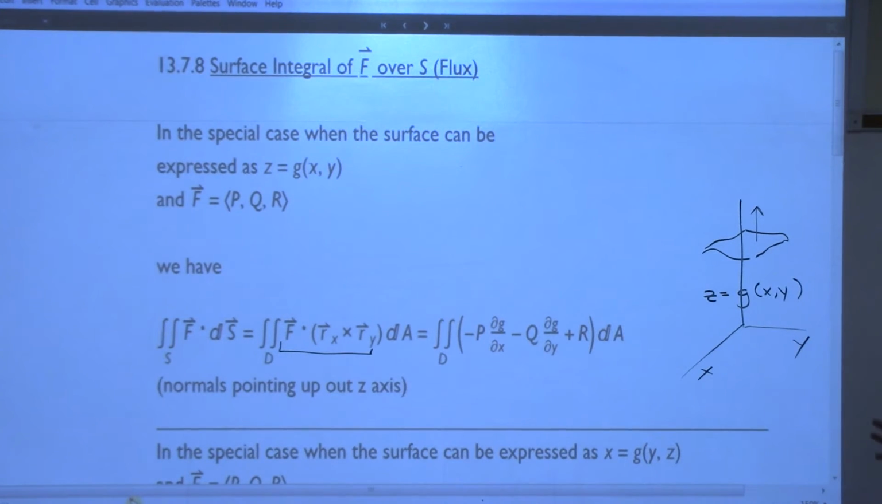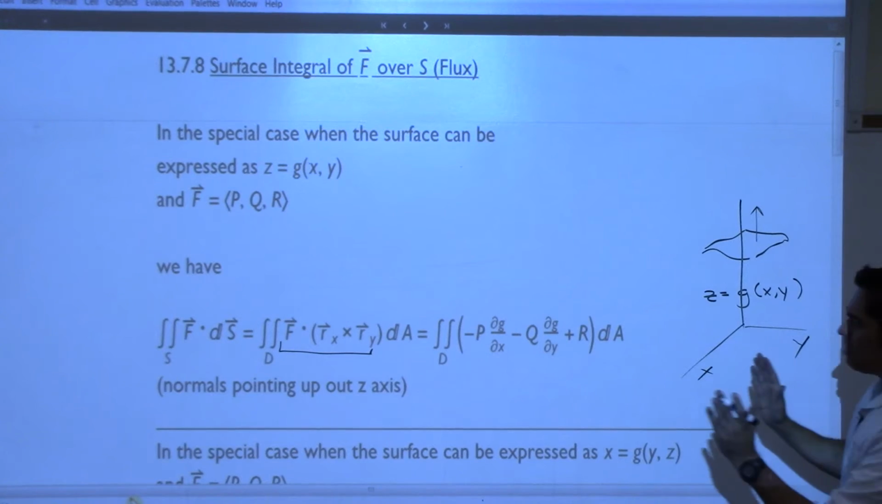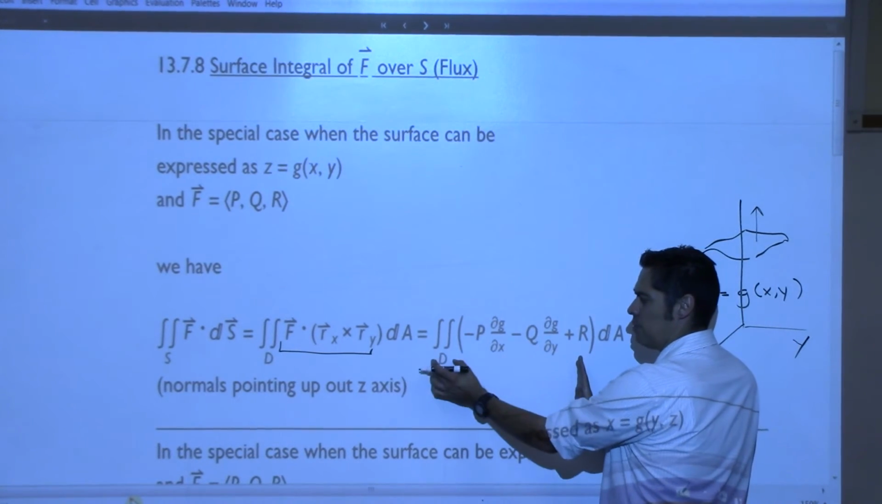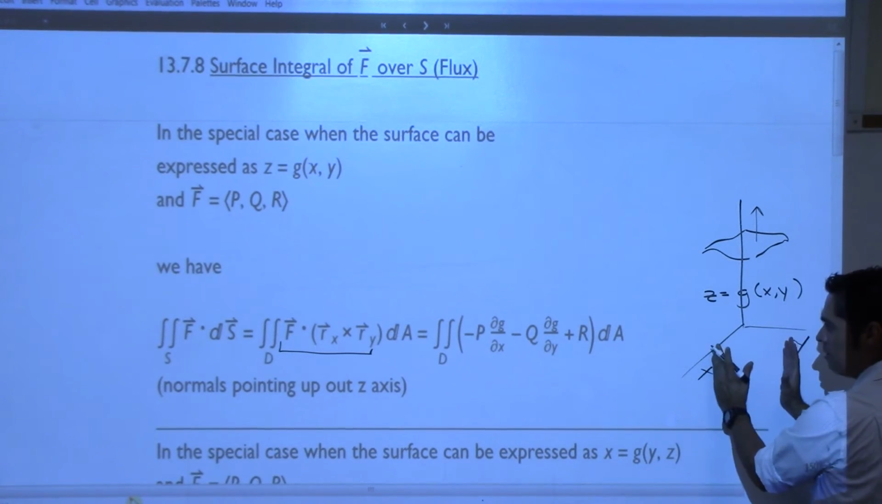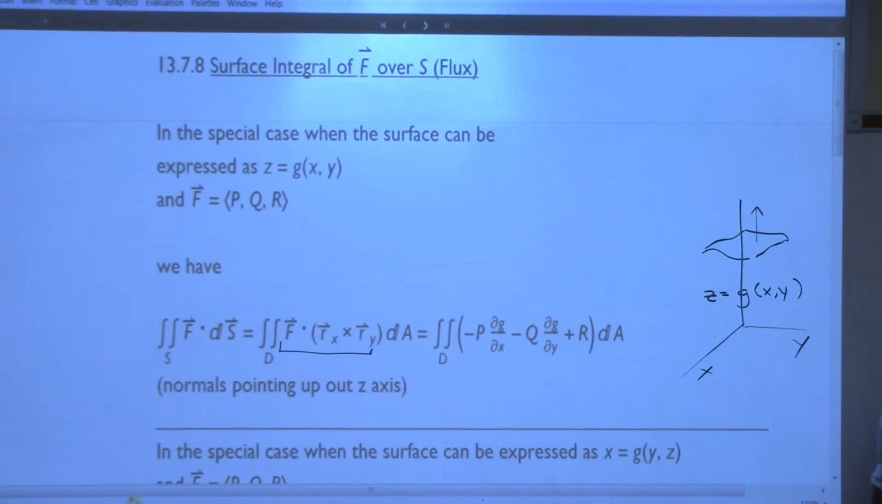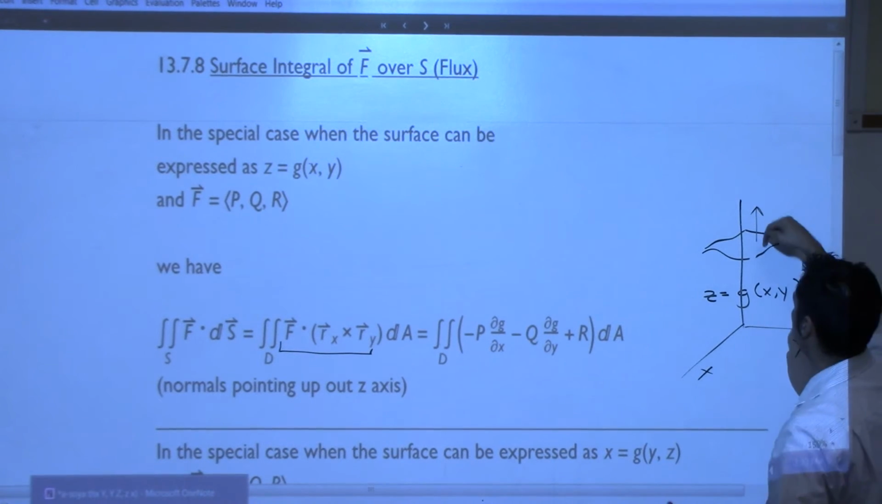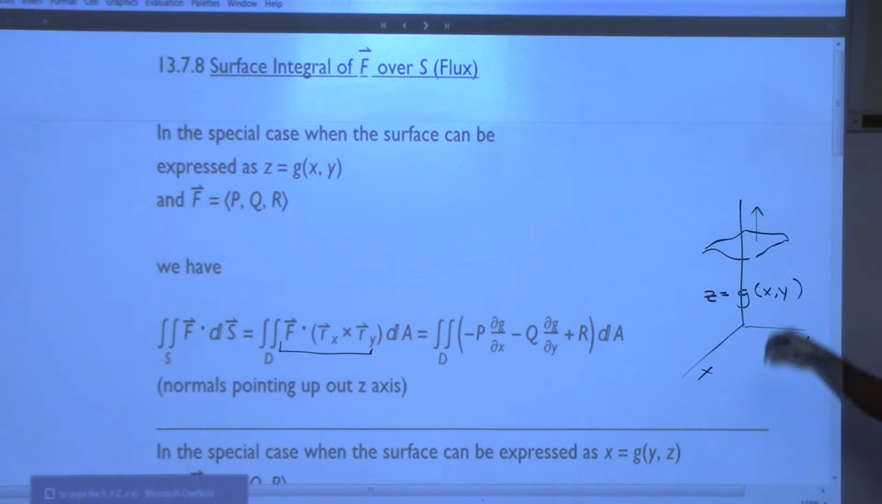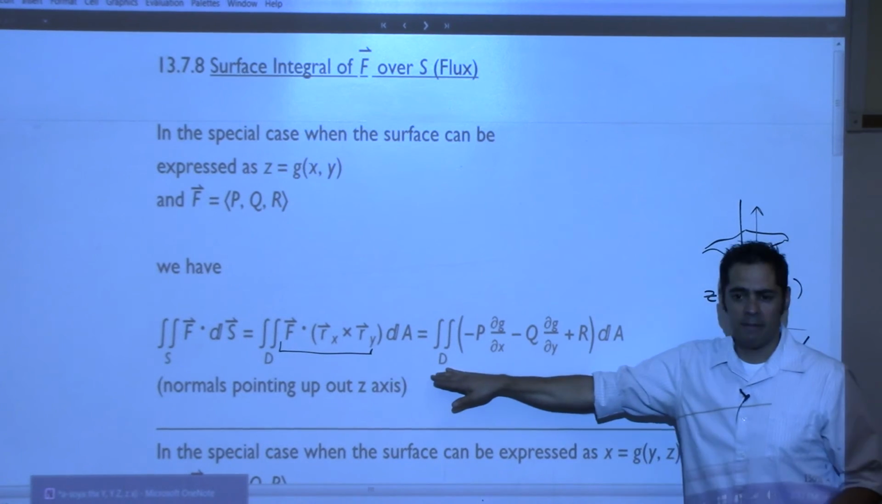So let's just back up and try to figure out what this is saying. If we're trying to find the flux through a surface, and we're looking at the normal vectors as pointing upward, and our surface is a function of x and y, then this is all we have to do. The double integral over the region D, which would be the shadow on the ground of this computation with respect to area, and we're done. Now, what happens if the normals that you have are pointing out the bottom, which will be the case sometimes? How do you think this formula changes?